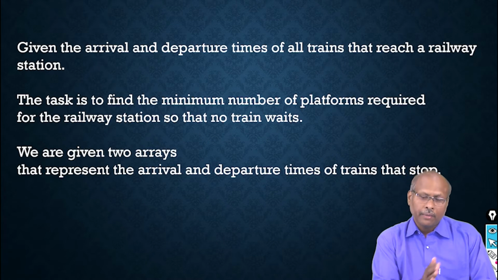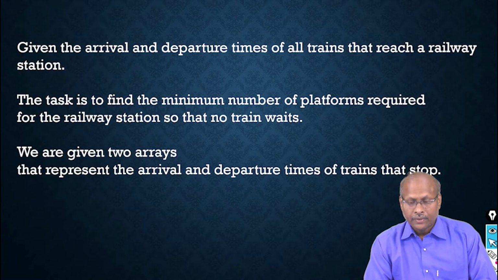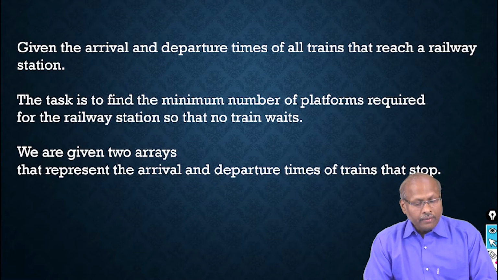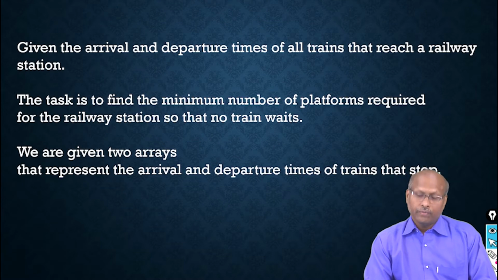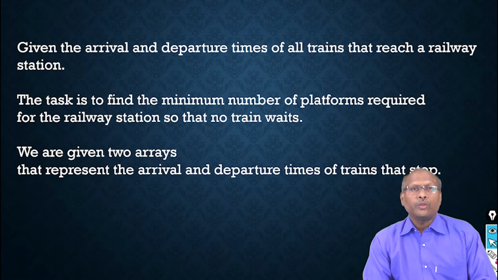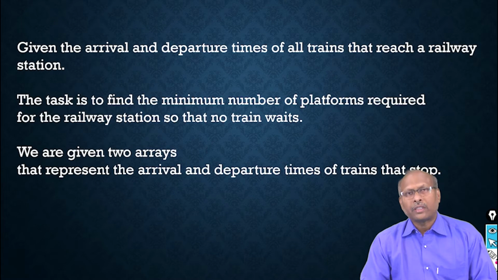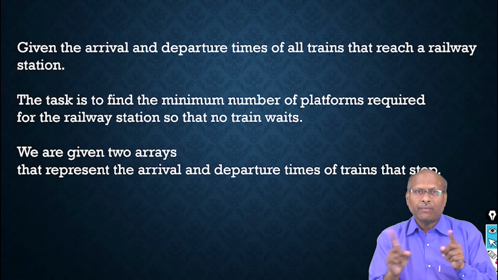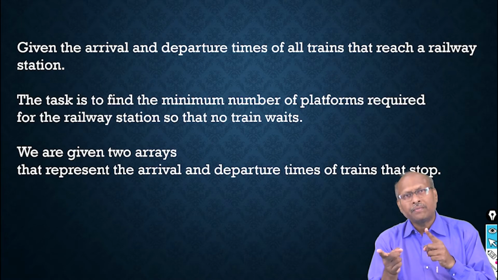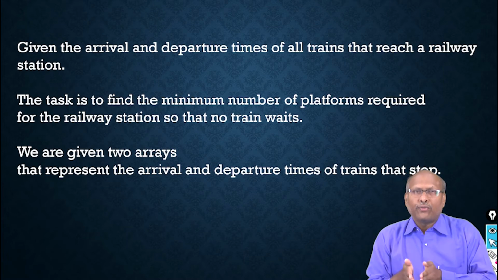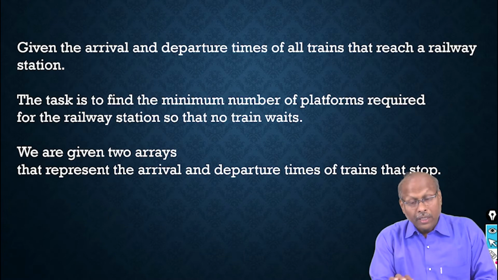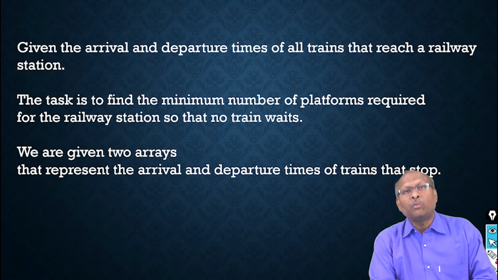Some trains are arriving, some trains are going. And we are given two arrays that represent the arrival and departure time of the trains that stop. So in the question, they will give a set of arrival times as well as a set of departure times. That means for every train there is an arrival time as well as a departure time. This set of times is given. Based on this time, you have to find out how many platforms you have to create.